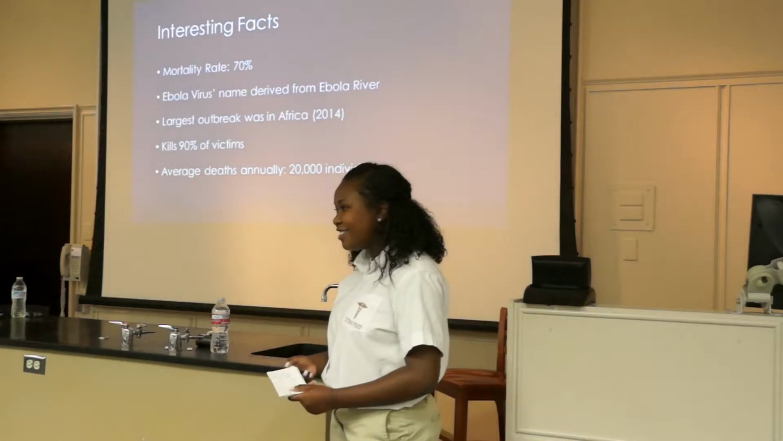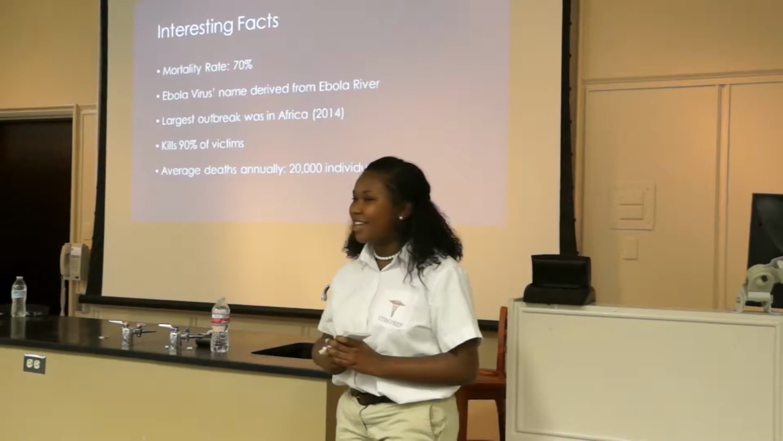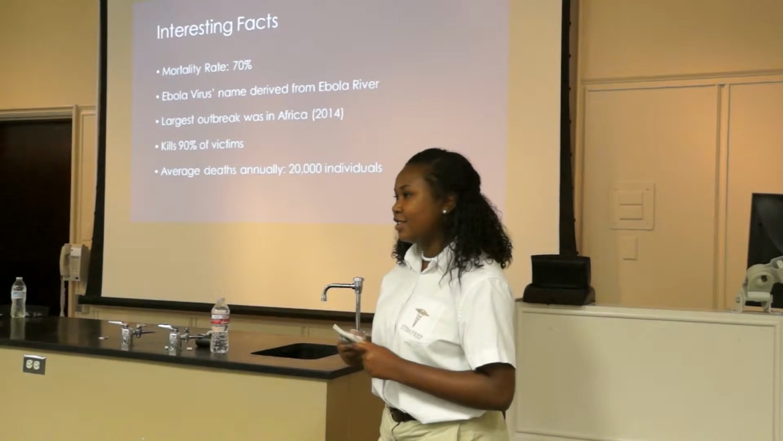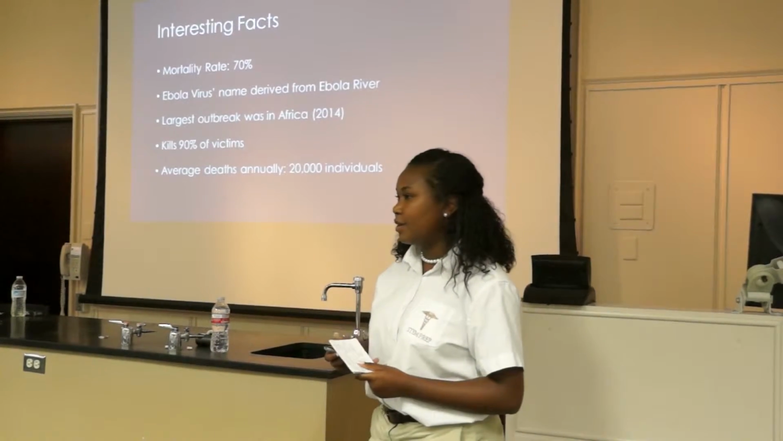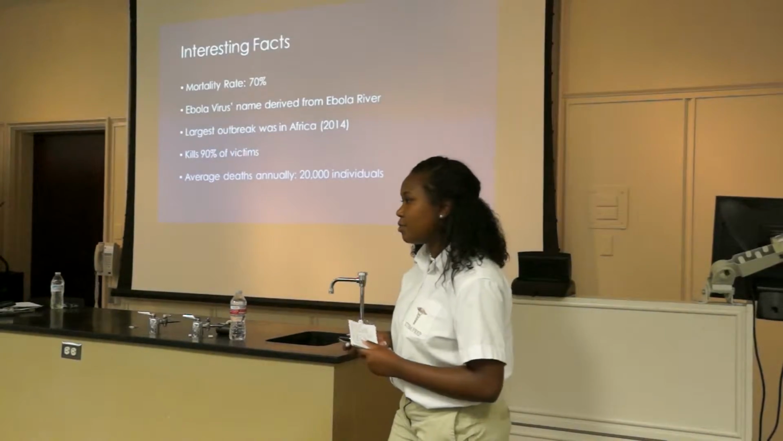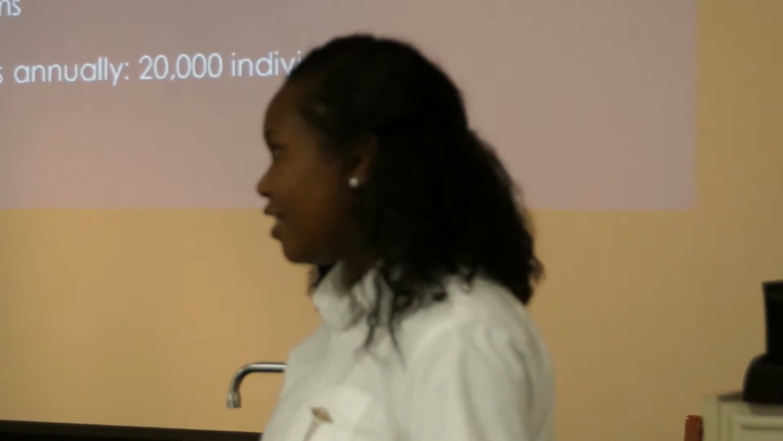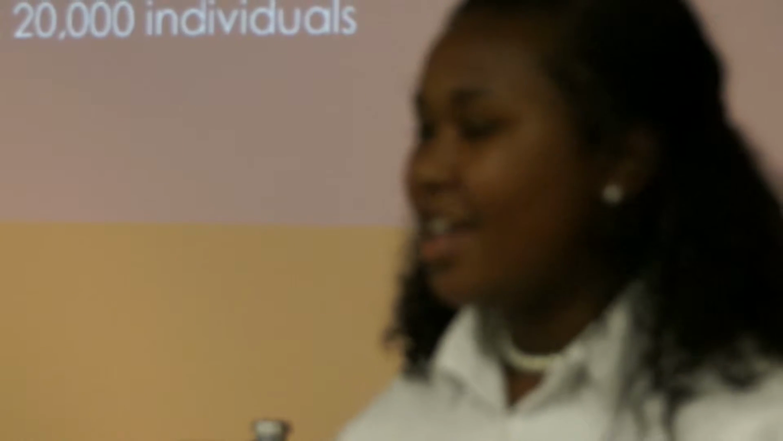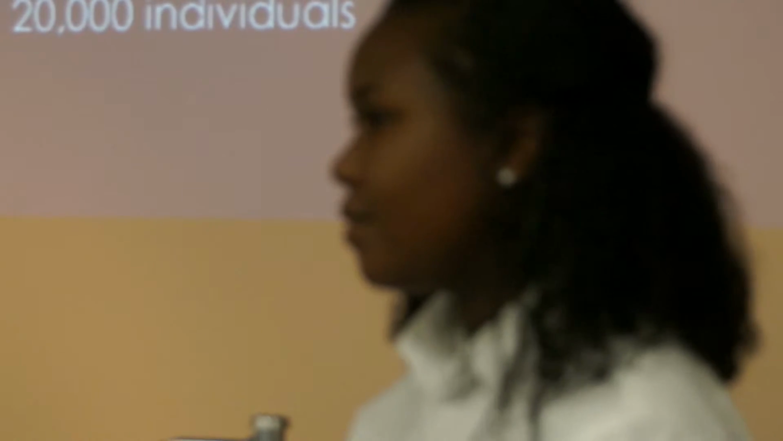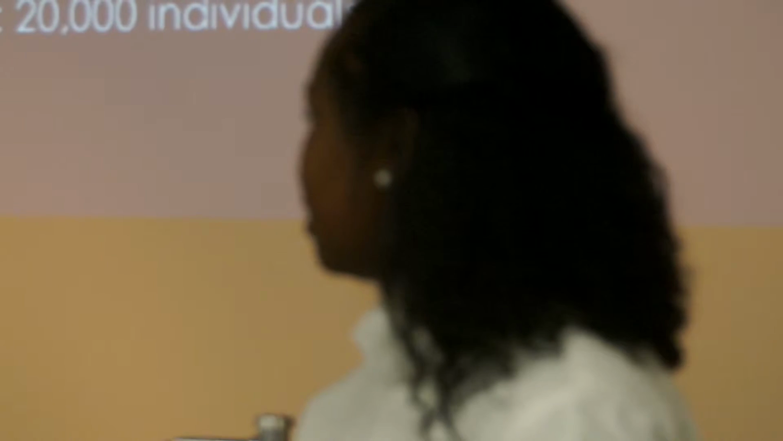So, some interesting facts about Ebola is that the mortality rate is 70%. So more than 50% of Ebola patients die, so more than half of them die. So if you are able to contract Ebola, most likely you're going to die from it. And Ebola's name derived from the Ebola River in Zaire, Africa. And the largest Ebola outbreak happened in 2014, so last year, in West Africa. And it kills 90% of its victims. And the average death annually is 20,000 individuals.